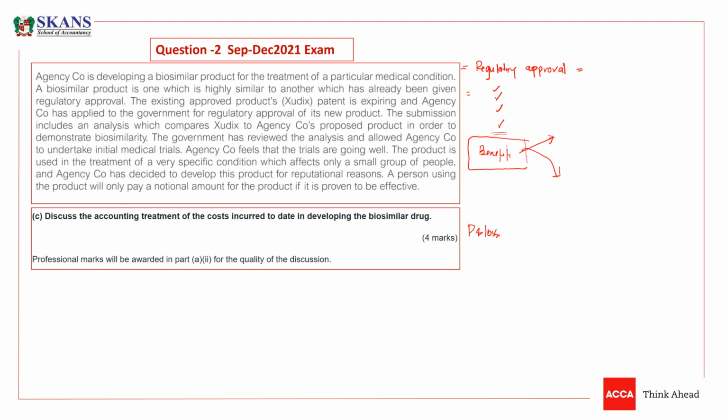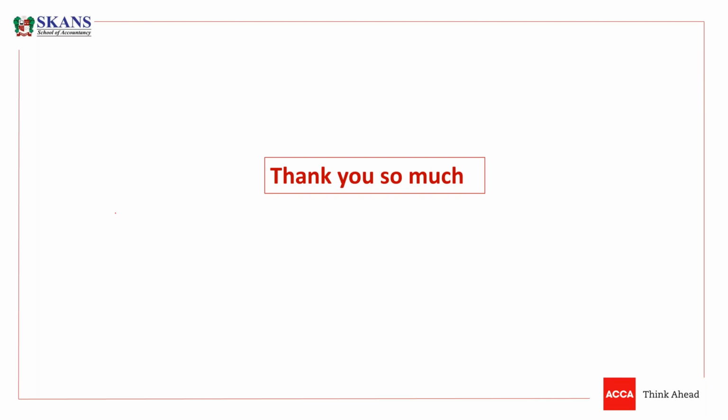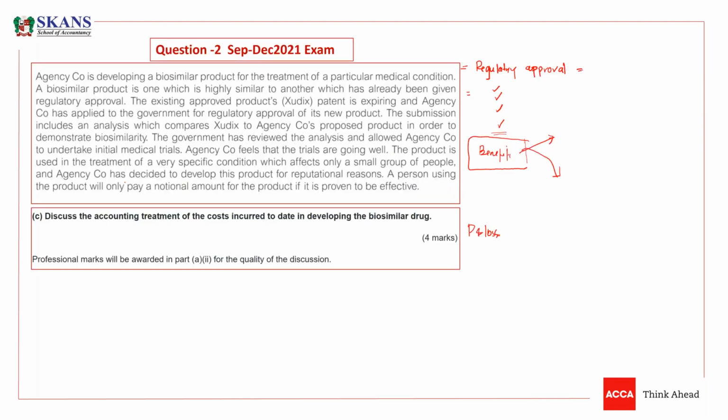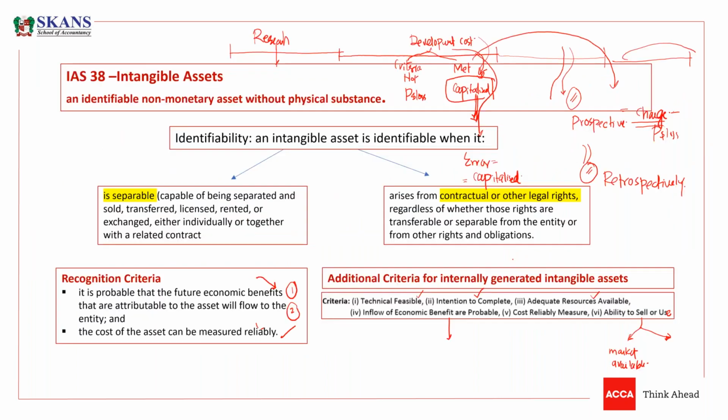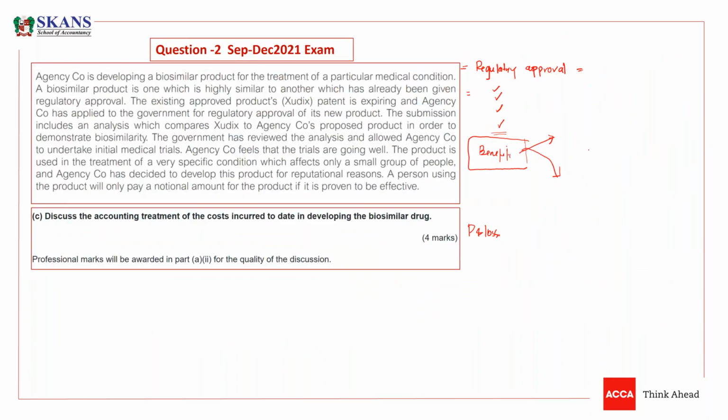So this was question 2, guys, from the recent attempt. This was all for today. Now we have a few minutes left, just 3 minutes left. Someone asked me why we expensed. Because criteria is not there. Inflow of economic benefits is not probable. That's why.